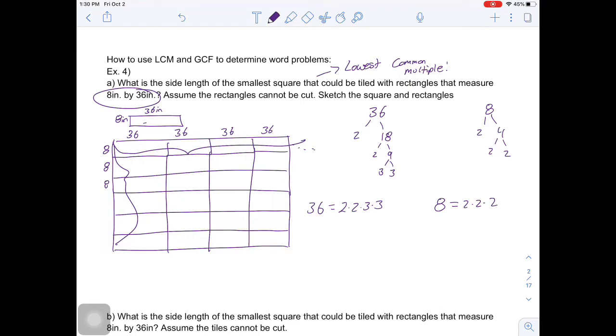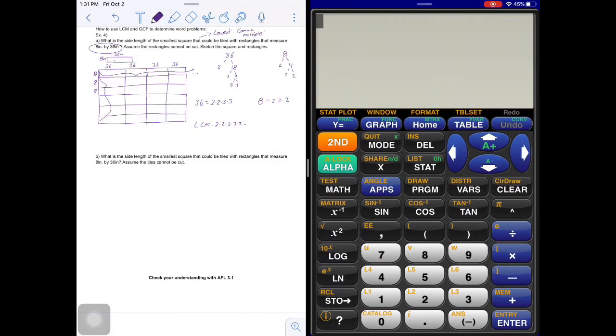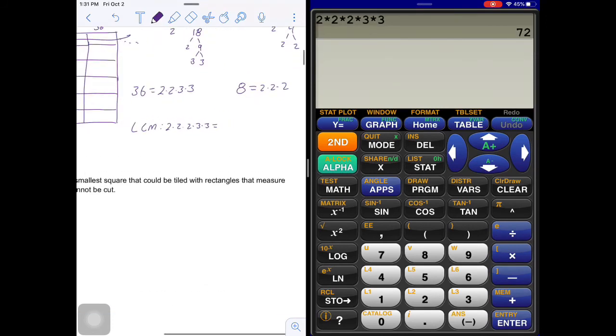Now remember, to find the lowest common multiple, what are we doing here? We're trying to get every number that has the largest amount. So even though 36 has two 2's, 8 has three of them, so I'm going to use three 2's: 2 times 2 times 2. Now 3 shows up in 36, where it multiplies twice, so times 3 times 3. Then we can plug that into our calculator. 2 times 2 times 2 times 3 times 3 gives you 72 inches.